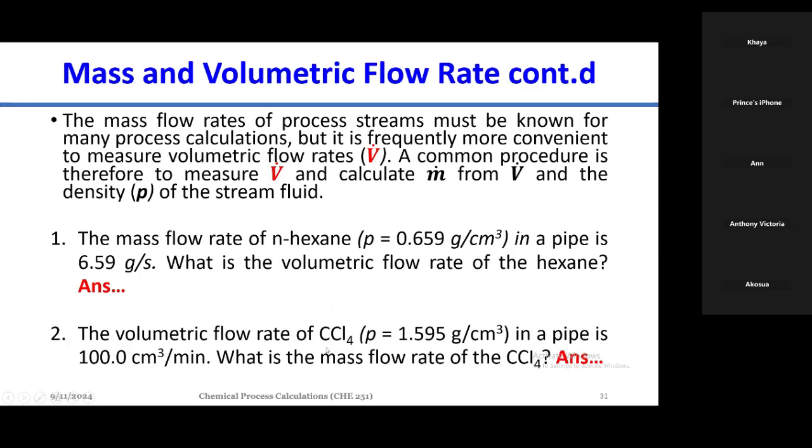The volumetric flow rate of carbon tetrachloride with a density of 1.595 gram per centimeter cube in a pipe is 100 centimeter cube per minute. What is the mass flow rate of the carbon tetrachloride? So the same thing, just a change of subject.